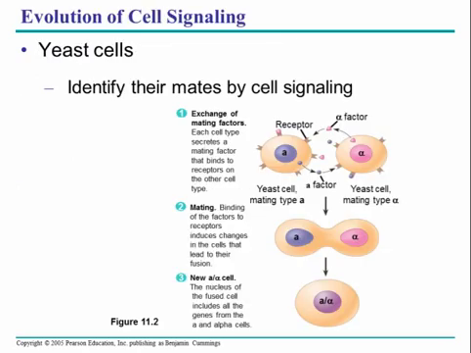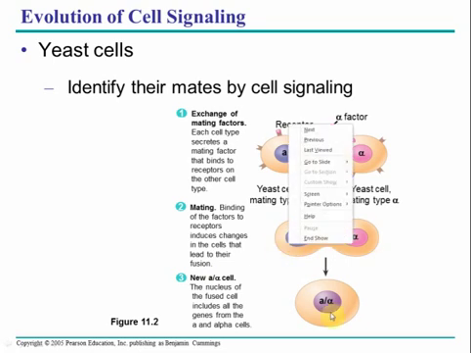So for example, on a simplified model here we have yeast cells where they exchange mating factors. Each one secretes its own protein, but they bind to a receptor on the outside to exchange information. They cause changes internally that trigger a fusion or a mating, if you like, so that an A cell and an alpha cell becomes an A alpha cell.